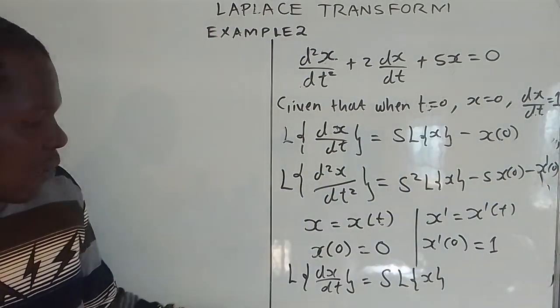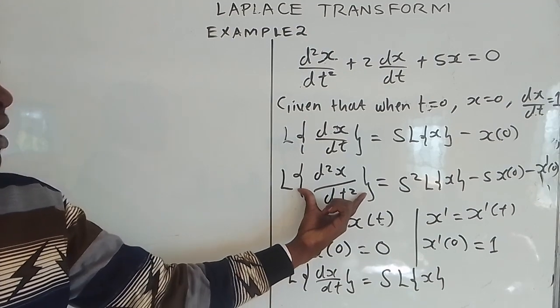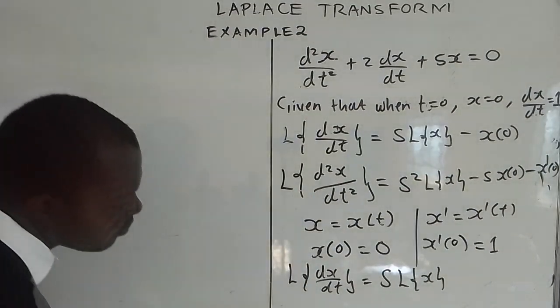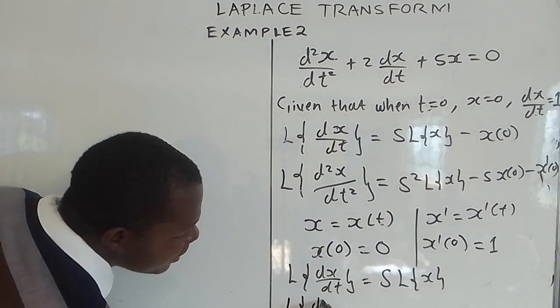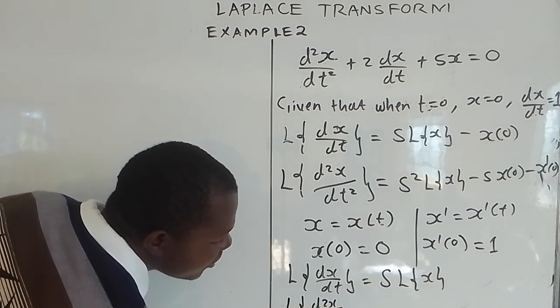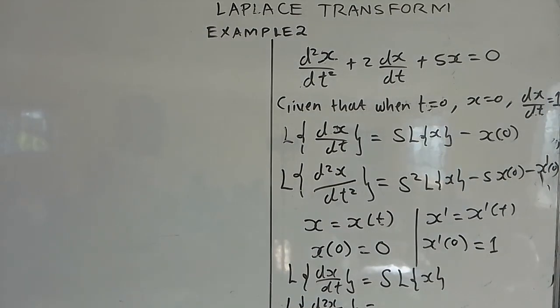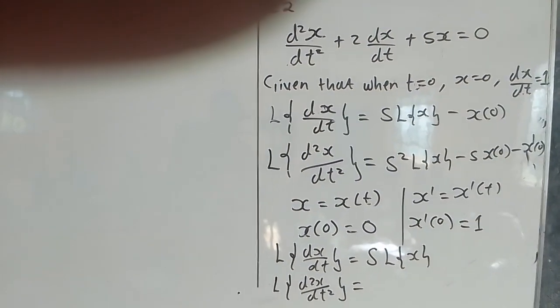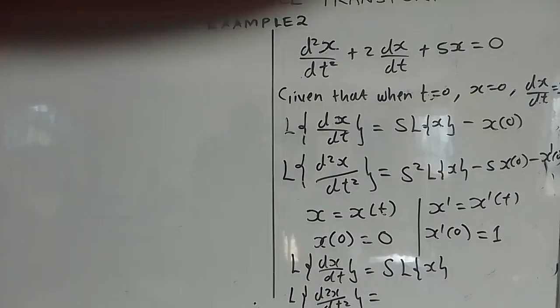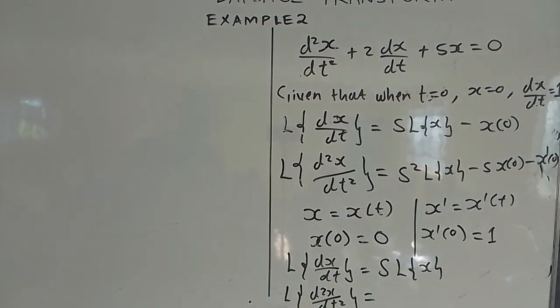You move to the second one, the Laplace transform of d squared x over dt squared. The Laplace transform of d squared x over dt squared is going to be, what?